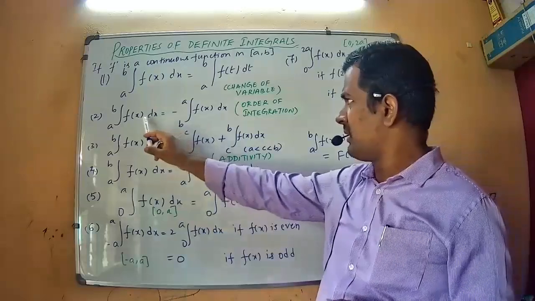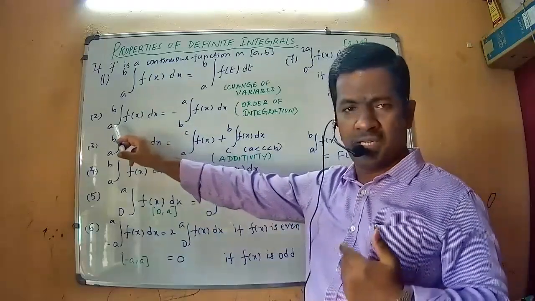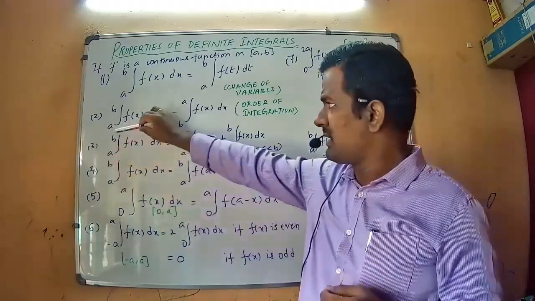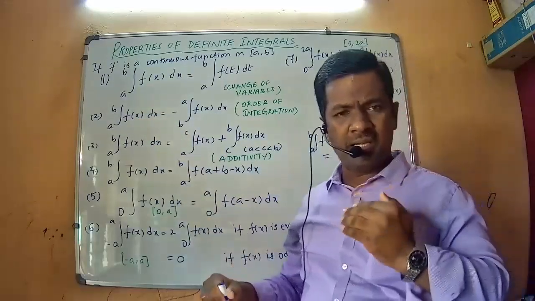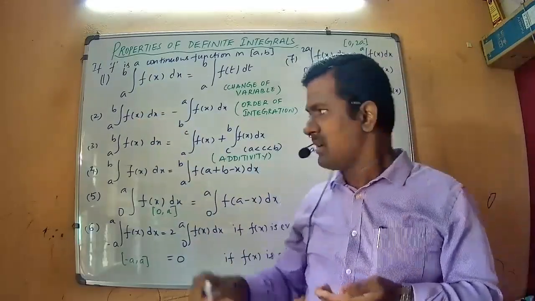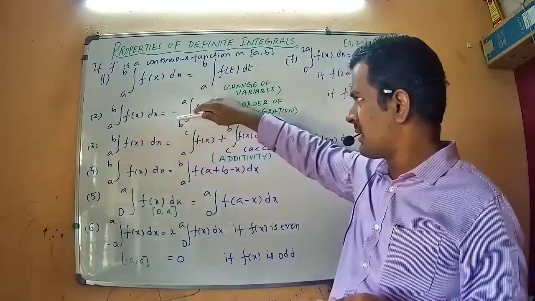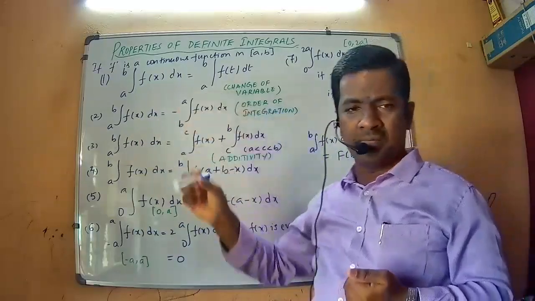Coming to the second one, here the order of the integration has been changed. Here it is a to b. Whenever you change the order, the integral changes in its sign. So if a to b is changed to b to a, then we are going to get a minus in the beginning.